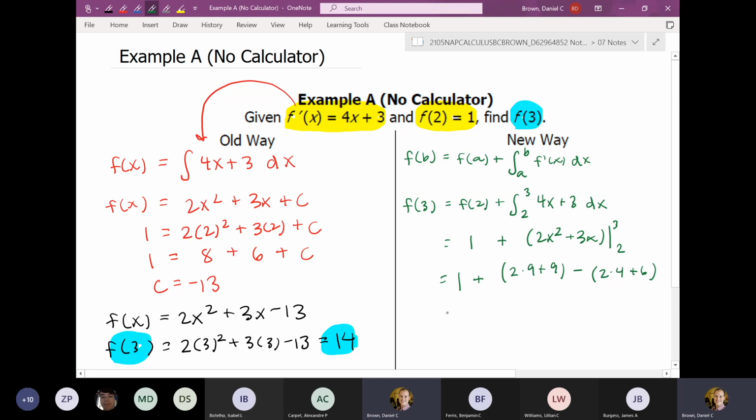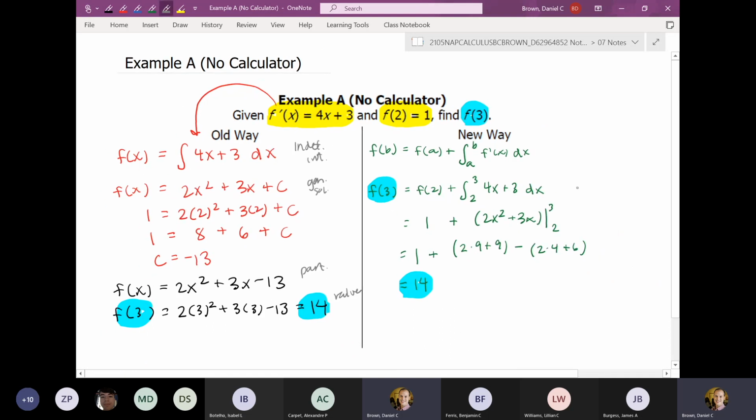Solving that out. Clearly I'm cheating because I know the answer, but that is going to be 14 as well. So now we have two ways of using that first fundamental theorem of calculus. Like the first one, we never really had a definite integral. We used an indefinite integral, found the general solution, and then we used that solution to find the particular solution, which we then used to do the value. With this new version of the first FTC, we just used the definite integral, and then basically worked it out, and that's where the answer came from.